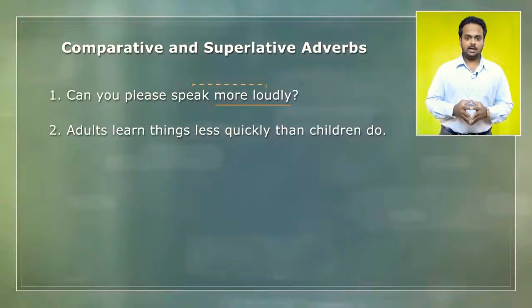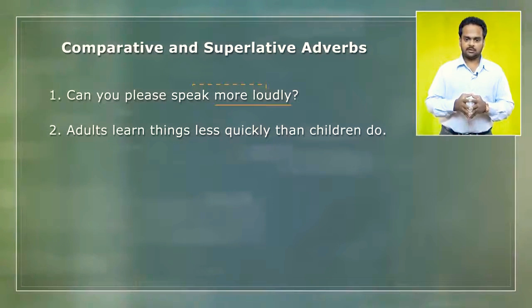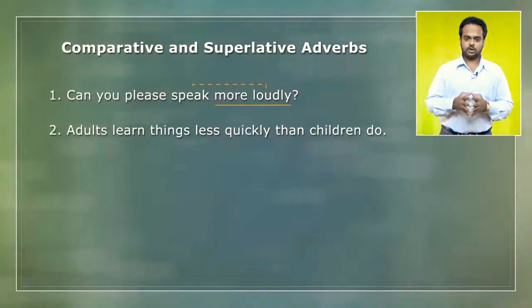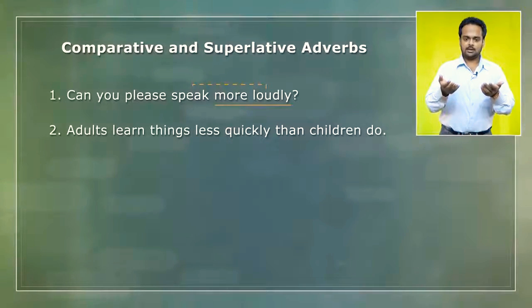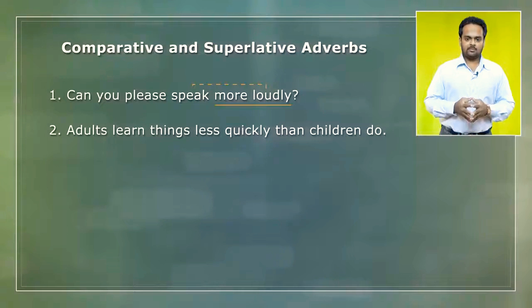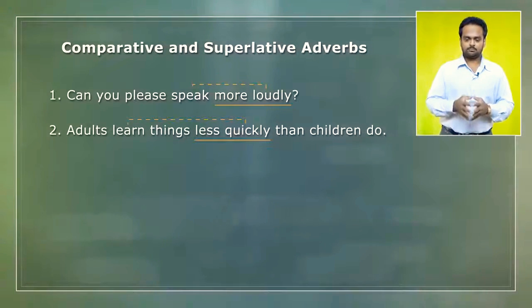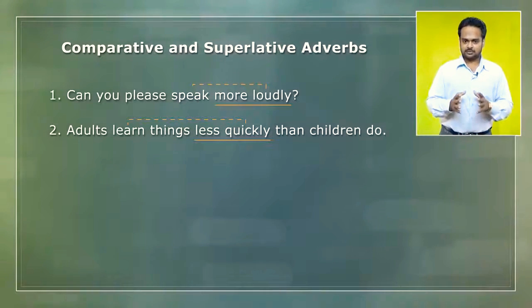In the same way, in number 2, adults learn things less quickly than children do. That means children learn more quickly and adults learn less quickly. So the comparative adverb less quickly modifies the verb learn. Now these 2 are easy, but here's where people make mistakes.